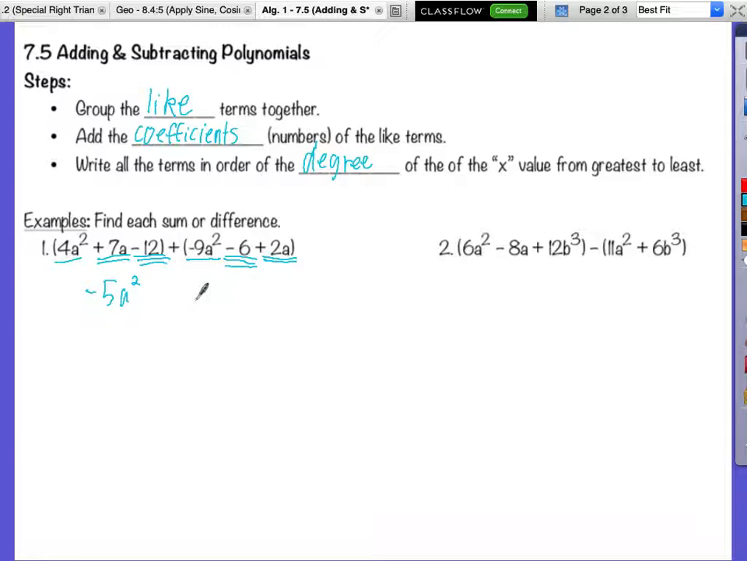We took care of the ones with the 1 underline. So now we have to do the ones with the how many underlines? 2. Very good. So 7a and 2a. Positive 7a plus 2a is 9a, because 7 plus 2 is 9.